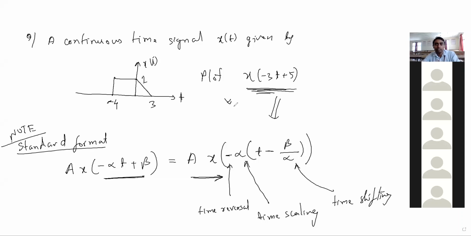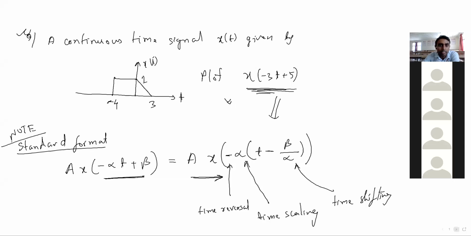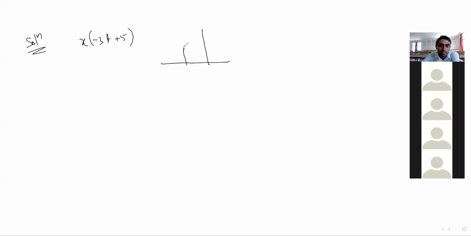So let's go and solve the above question one by one. The signal given is x of minus 3t plus 5, and the signal x of t is defined from minus 4 to 3. The signal is like this.